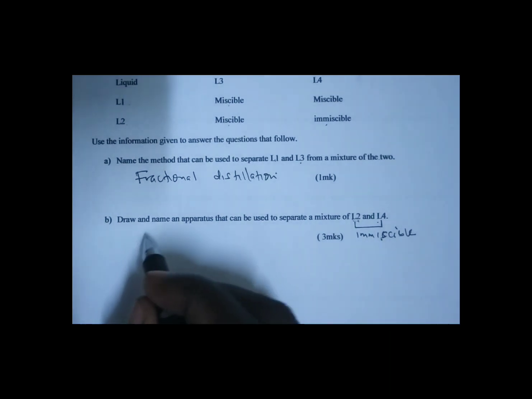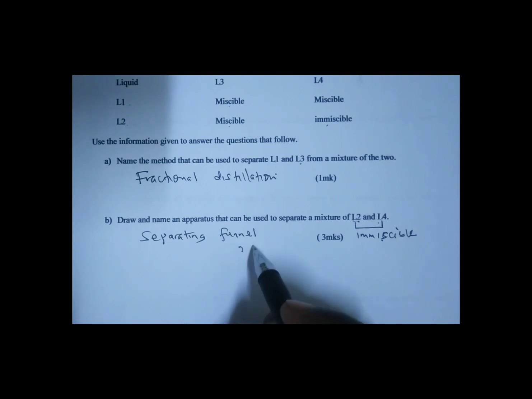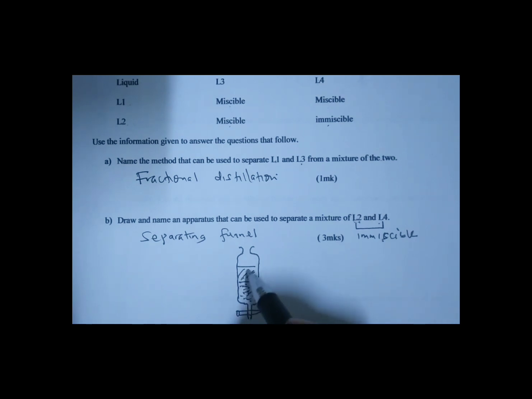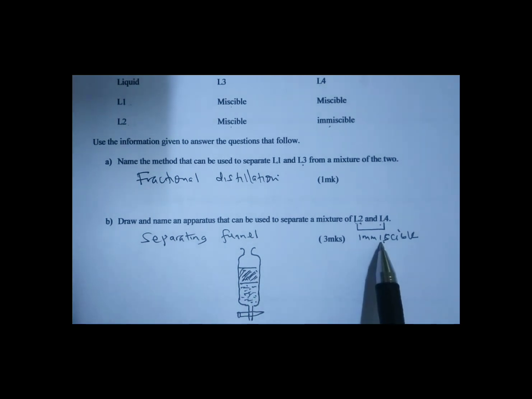And we know immiscible liquids are those liquids which do not mix, and therefore we use a separating funnel. This is our separating funnel, or the apparatus that we can use to separate immiscible liquids. Assuming these are the two liquids, you can see these two layers are different because the liquids do not mix uniformly. So this is the apparatus that we can use to separate immiscible liquids, i.e. liquids that do not mix but form layers.